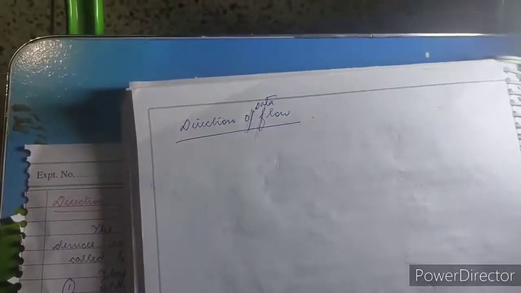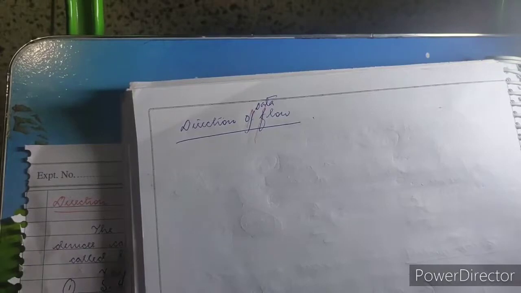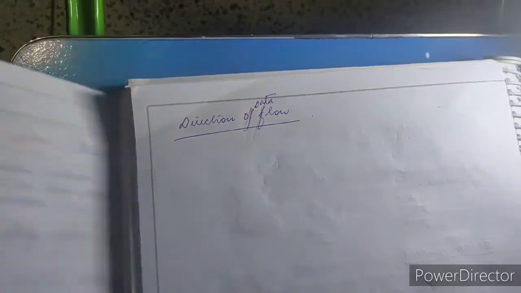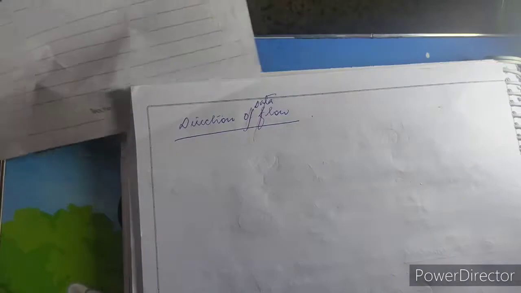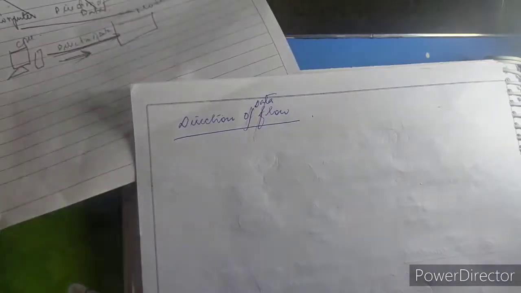So, dear students, there is one point that I have forgot to mention. Let's rewind once again. In simplex, we transfer the data between two communication devices only in one direction, right? Only in one direction. That is the first point. So if the data transfer takes place between two communication devices only in one direction, that is called simplex.